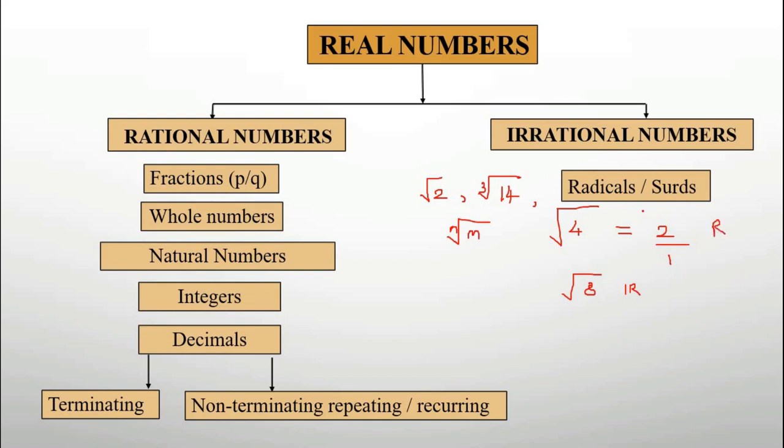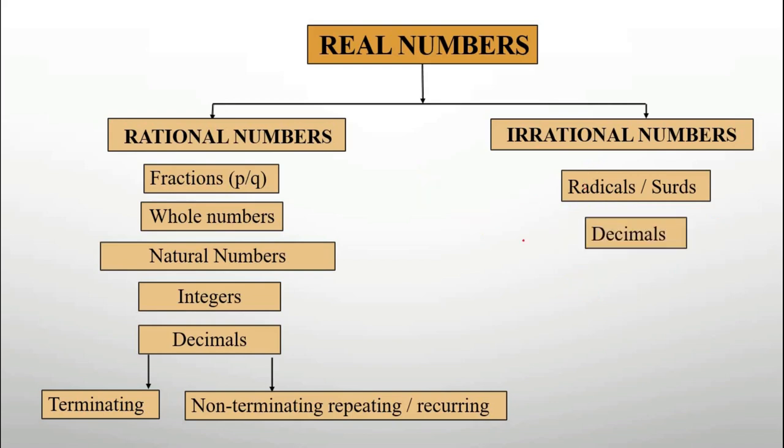Now let us look at the next category which falls under the irrational numbers. So we have decimals again, which were also there in the rational numbers, but there is a small change for the decimal irrational numbers.